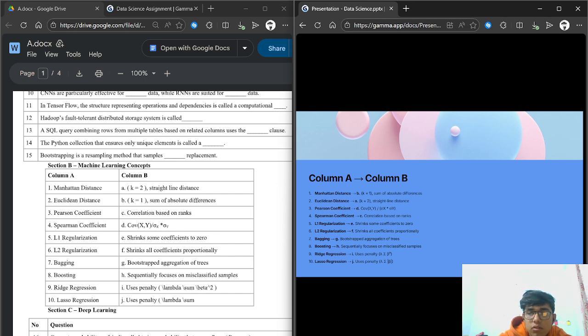And similarly, lasso regression corresponds to lambda into the summation of absolute value of beta, that is the summation of all the coefficients. This is the L1 penalty, encouraging sparsity by driving some coefficients to zero.